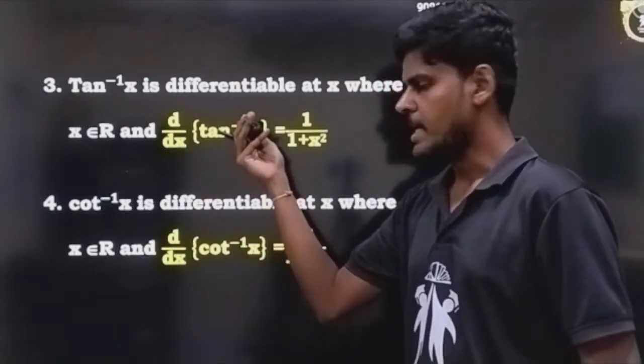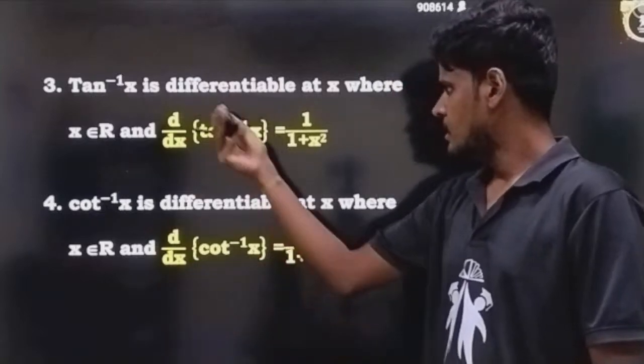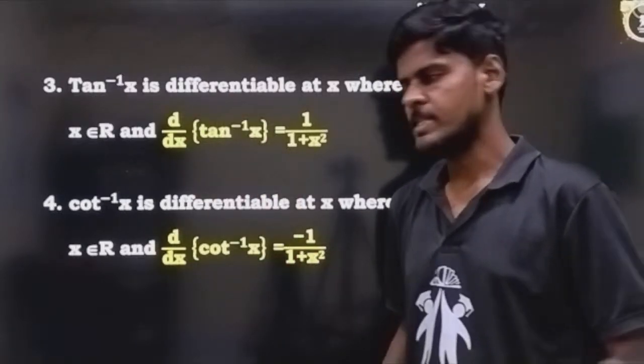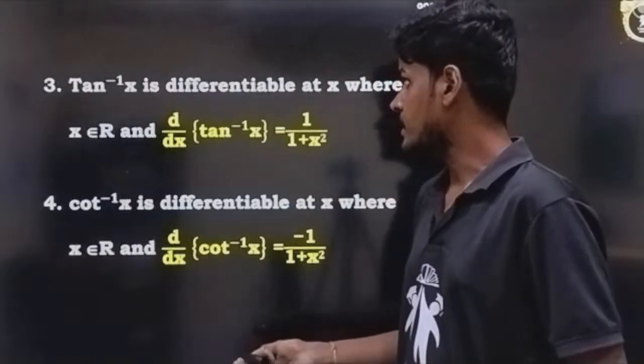You should answer this very fast. Here d by dx of tan inverse x is equal to 1 by 1 plus x square. And for cot inverse x, just like cos inverse x, here we will have minus 1 by 1 plus x square.